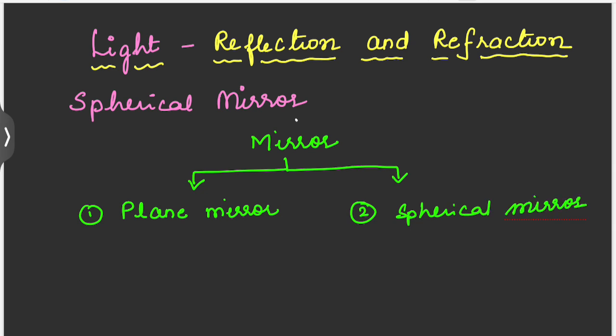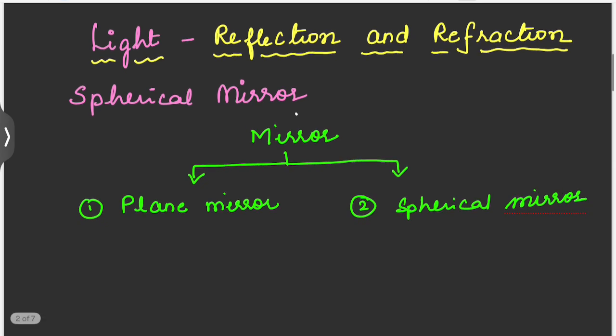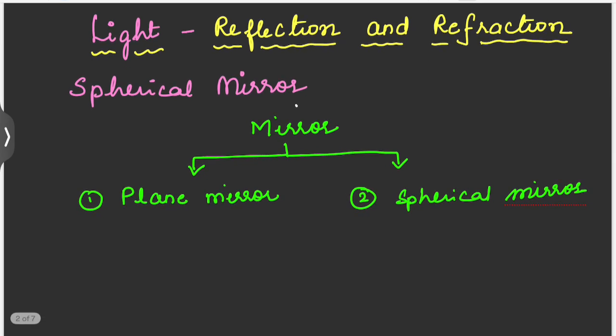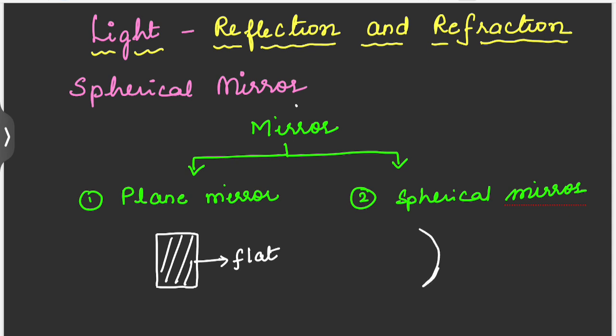So now what is the difference between this plane mirror and spherical mirror? How do they look like? Here, plane mirror, you can see it will be having a flat surface. So this is called plane mirror. Whereas in spherical mirror, you can see it will be in the form of a sphere like this, a curve. If it is in the form of a curve like this, then it is called spherical mirror. So this is the difference in the appearance.